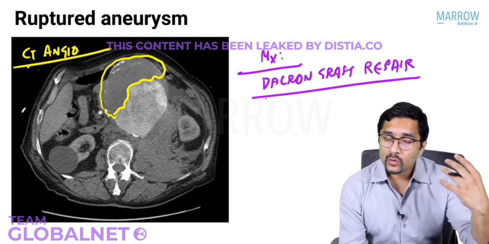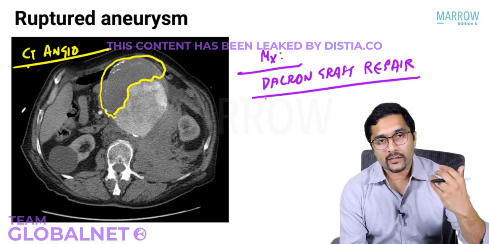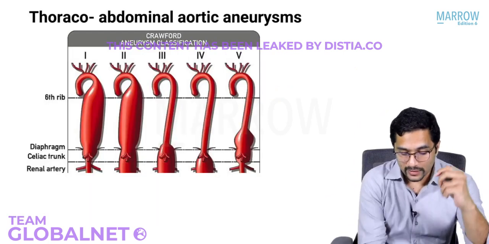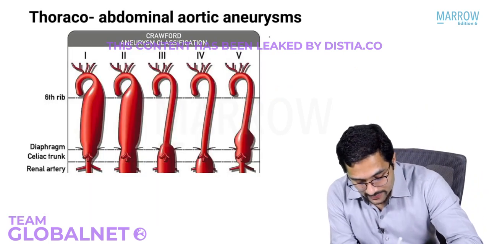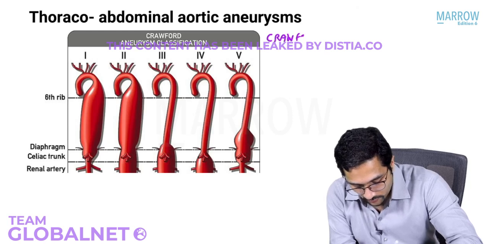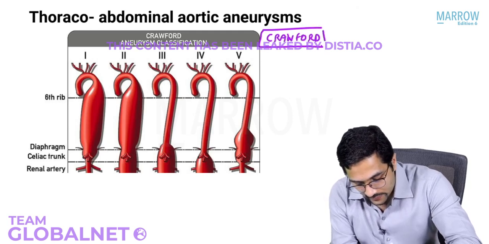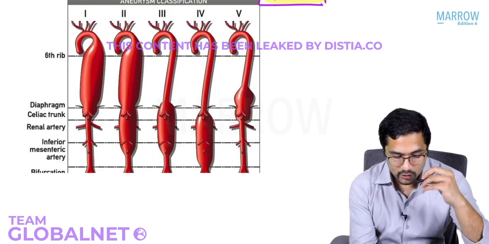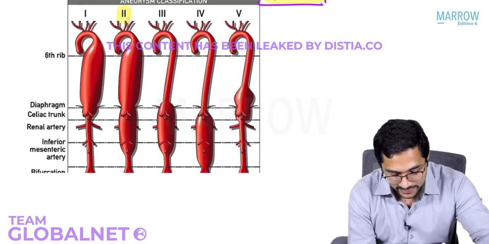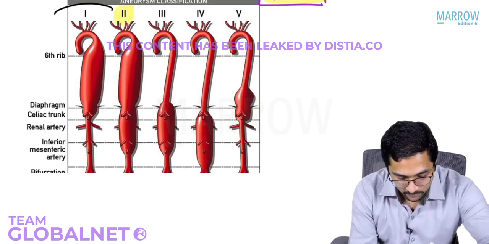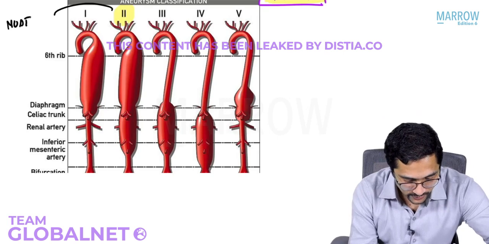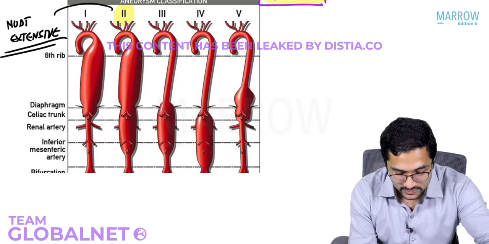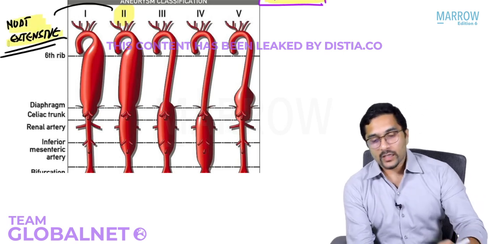Let's now move on to thoraco-abdominal aortic aneurysm. So sometimes these aneurysms can be more extensive, and you can get thoraco-abdominal aortic aneurysms, and this classification is known as the Crawford's classification. What you need to remember for your exam is that type 2 Crawford's is the most extensive thoraco-abdominal aortic aneurysm.